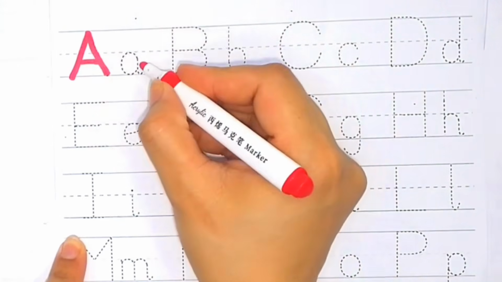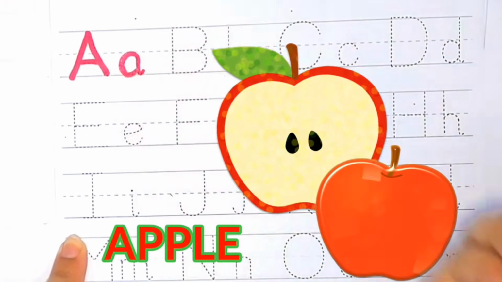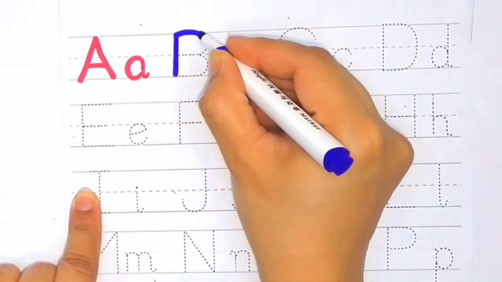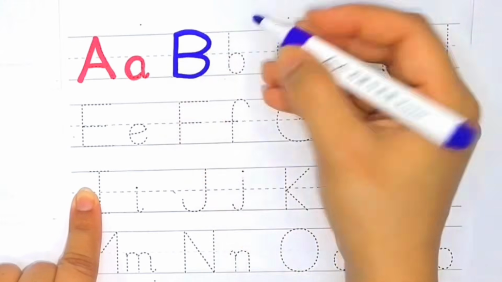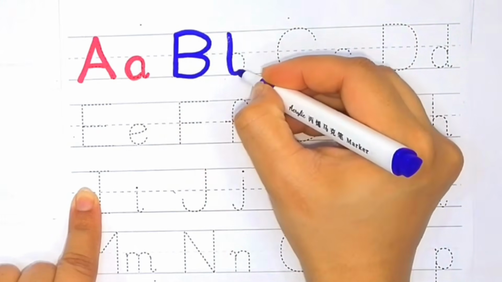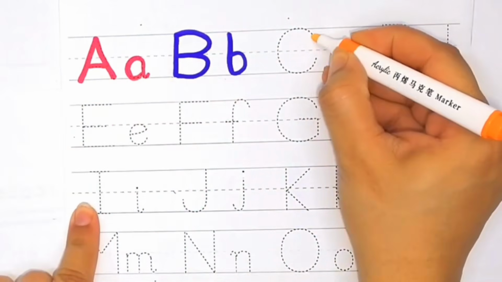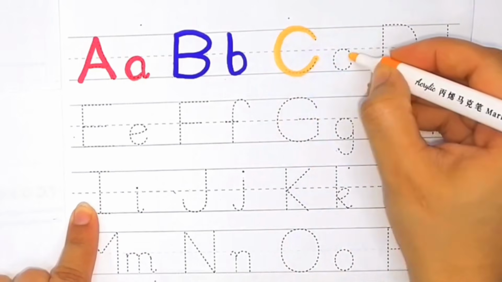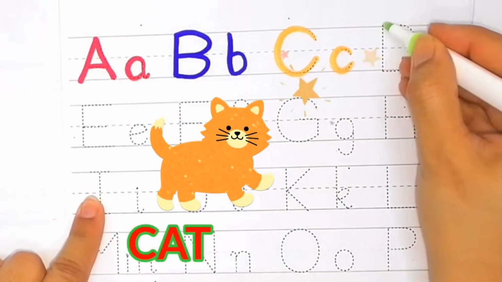Capital A, small a for apple. Capital B, small b for butterfly. Capital C, small c for cat.